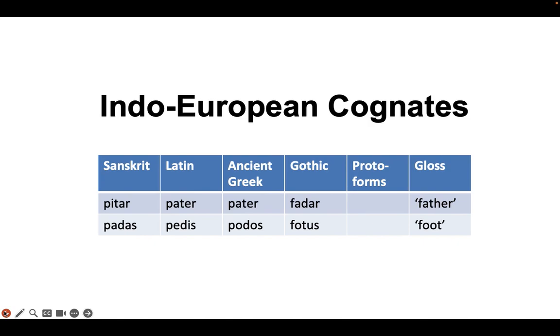After that, three of these words have the voiceless stop t, and one of them, Gothic, has the voiced stop d. Now, again, the majority principle and the most natural development principle both tell us that the most likely sound in the protoform was the voiceless stop t. And that's because it appears in three out of these four cognates. And also, it is much more likely for a voiceless consonant to turn into a voiced consonant than the other way around.